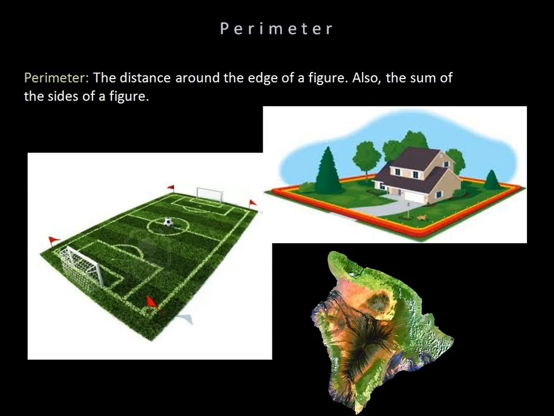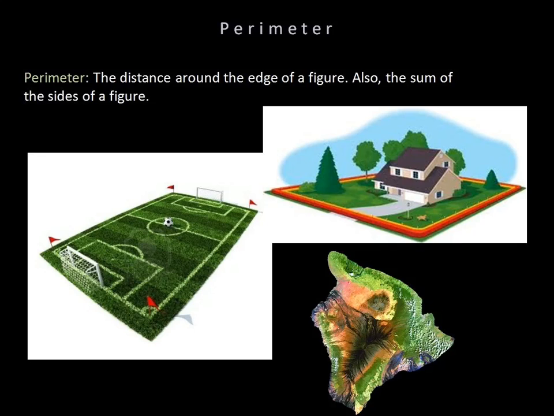Alright, in this video we're going to be talking about perimeter. And as you can see right here, perimeter is the distance around the edge of a figure. We can also define perimeter as the sum of the sides of a figure. So here I have some figures, and this here is of course a little soccer field.